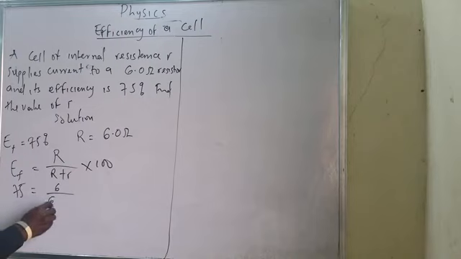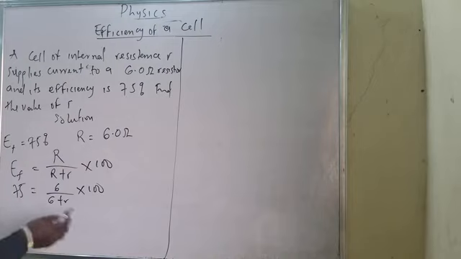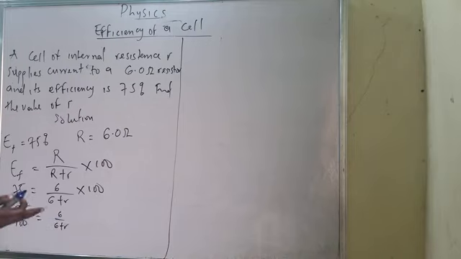6 divided by 6 plus small r, multiplied by 100. If I want to do it very well, as a math student, I can divide all through by 100. It means I'll be having 75 divided by 100 equals to 6 over 6 plus r. Now I'll be having 0.75 equals to 6 all over 6 plus r.